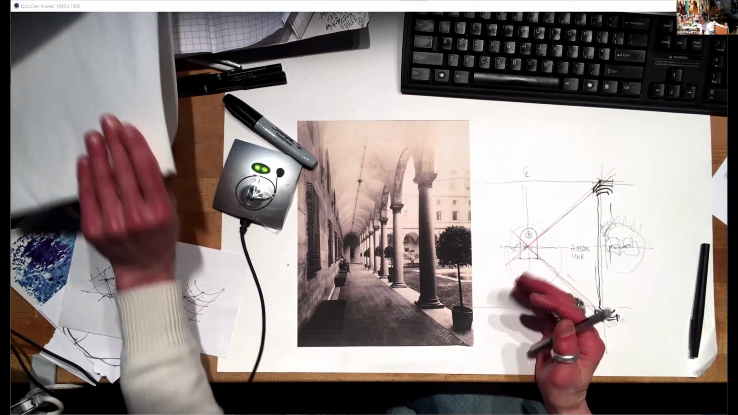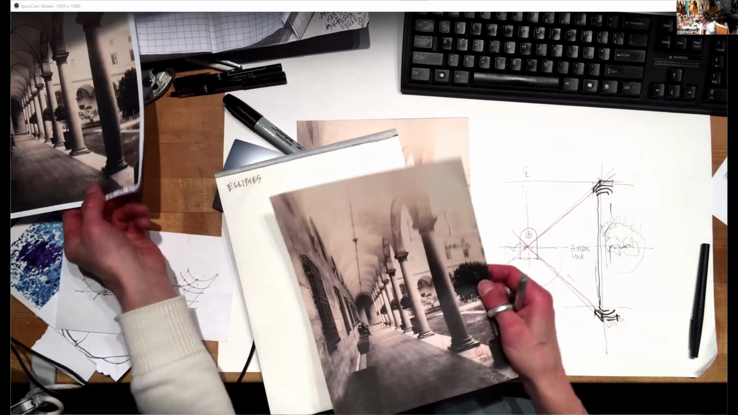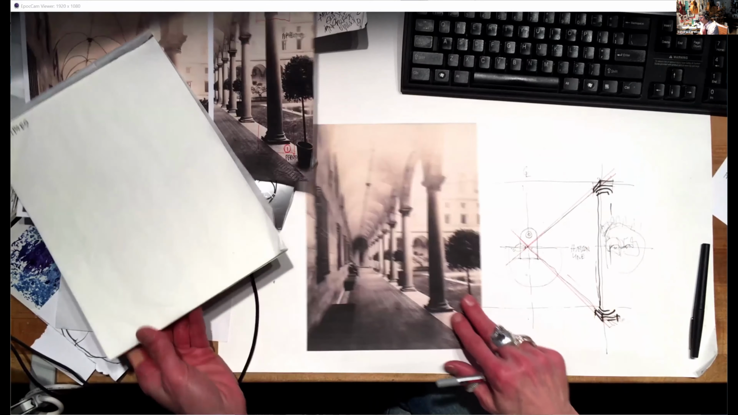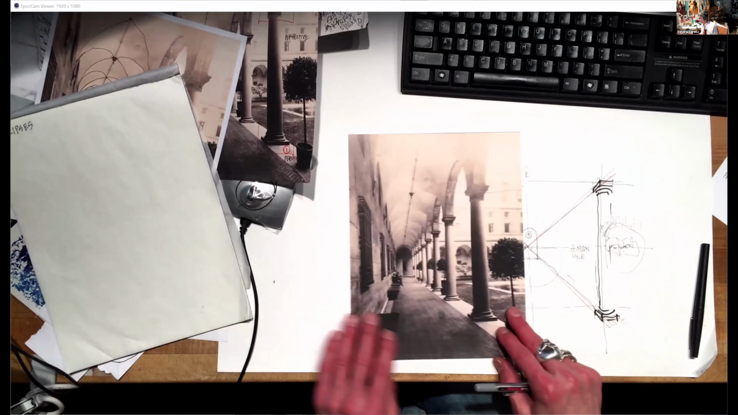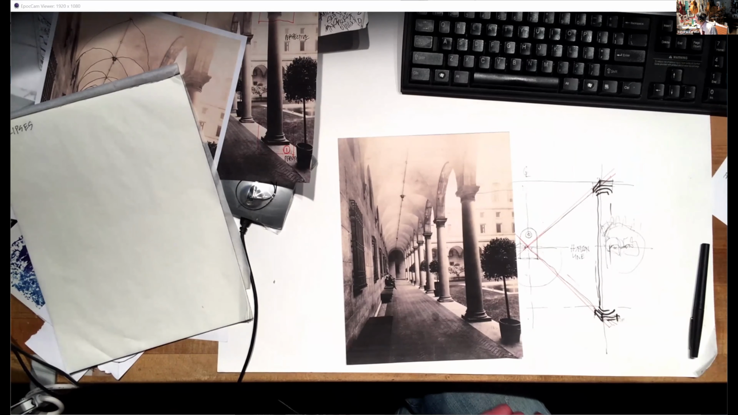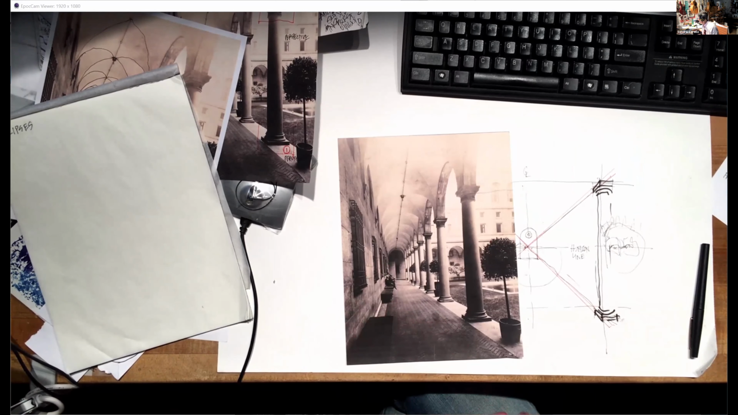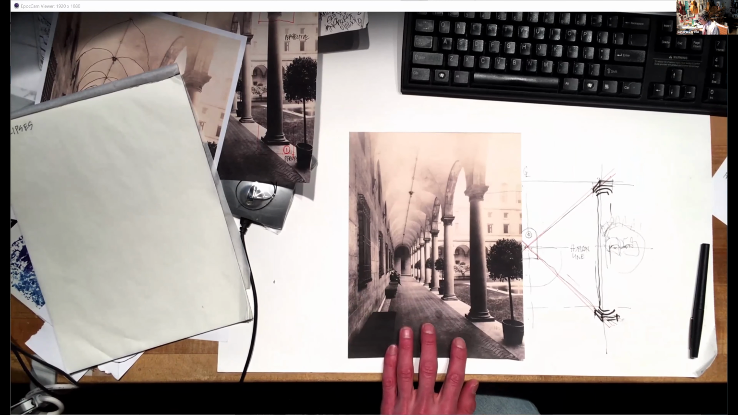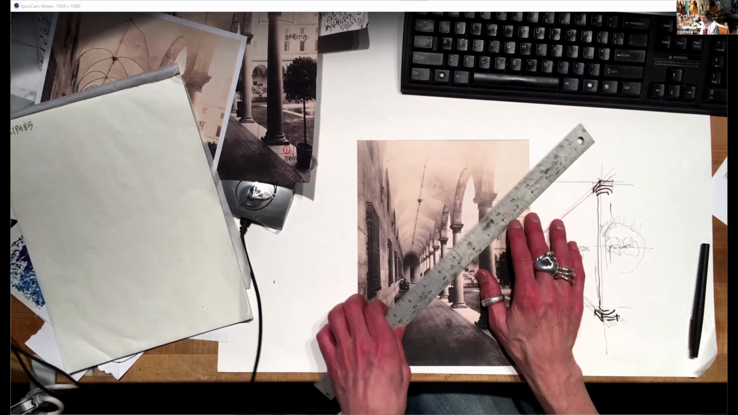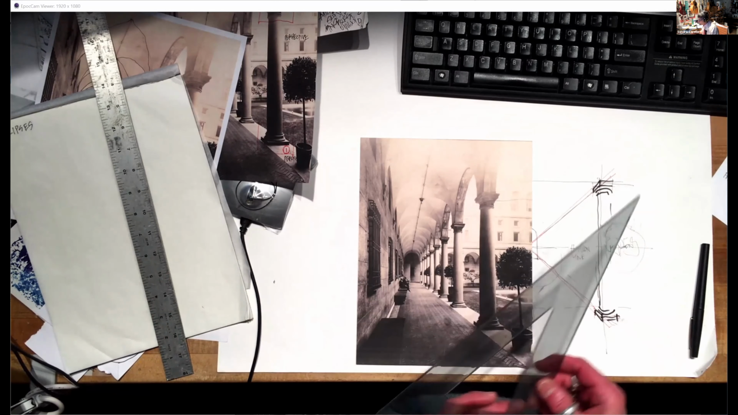How do I set up my picture so I can start to do that? It's pretty simple. Now that I understand that's what has to happen, and it gets easier with each subsequent line. I take my picture. I'm going to cheat. I'm going to use my see-through straight edge.